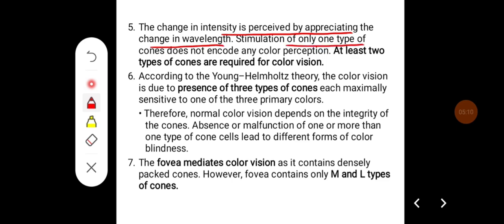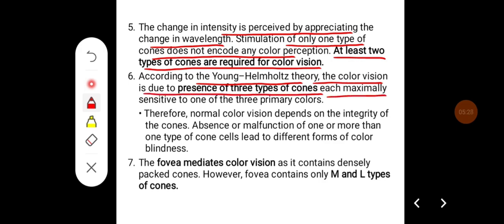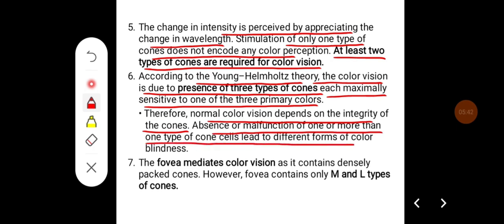Stimulation of one type of cone does not encode any color perception. At least two types of cones are required for color vision. According to the Young-Helmholtz theory, color vision is due to the presence of three types of cones, each maximally sensitive to one of the three primary colors. Therefore, normal color vision depends on the integrity of the cones. Absence or malfunction of one or more types of cone cells leads to different forms of color blindness.